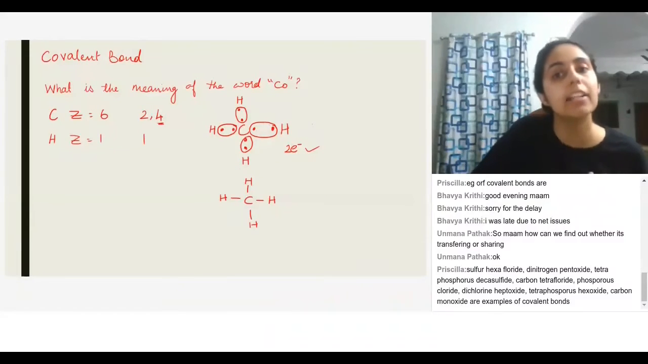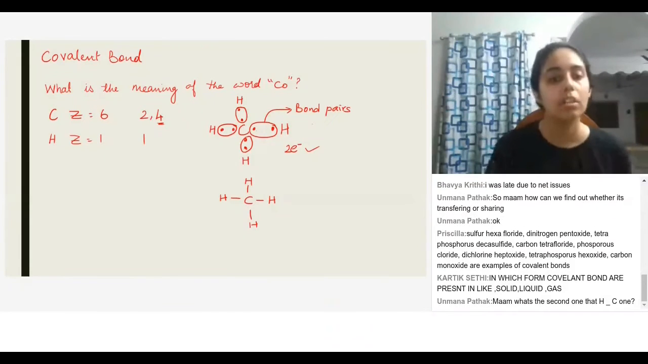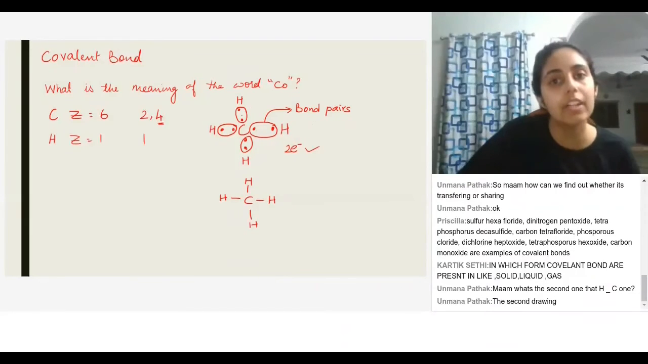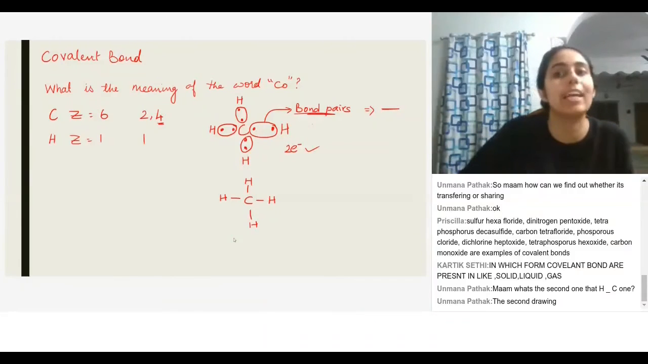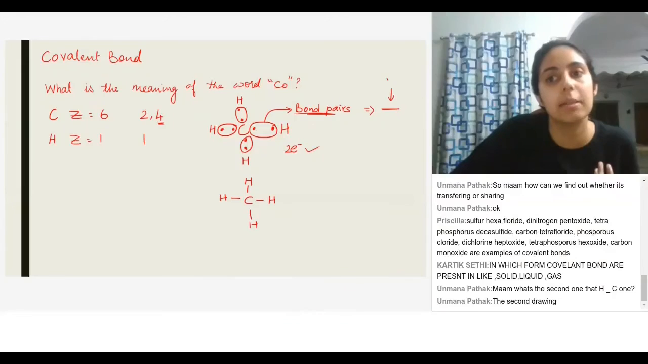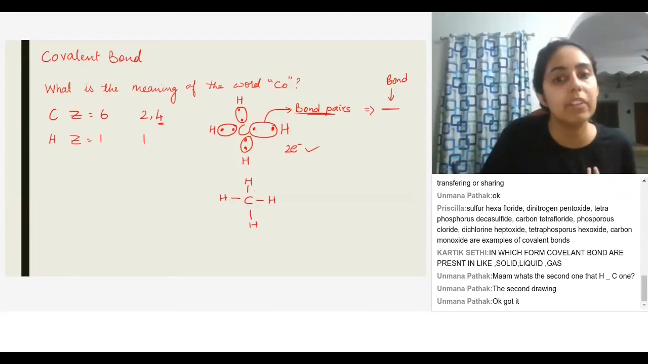These electrons that are taking part in the formation of a covalent bond are called bond pairs. Here, I have just represented these 2 electrons that are being shared with a dash. That is what I am going to call a bond. So this is nothing but a bond. I'm just showing that between hydrogen and carbon there's a bond, between hydrogen and carbon there's a bond.